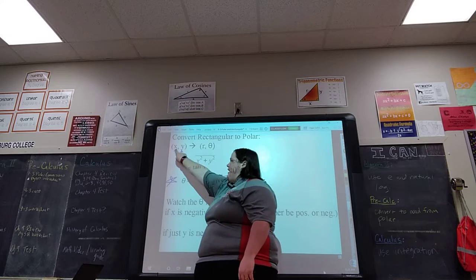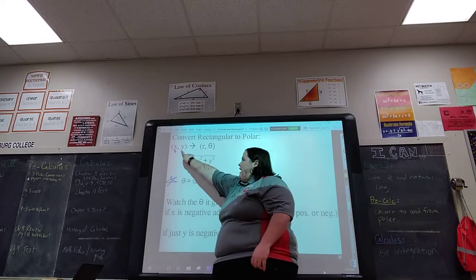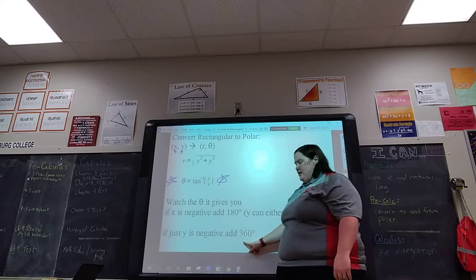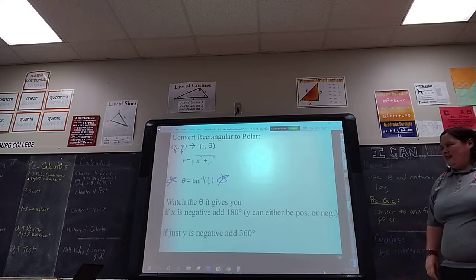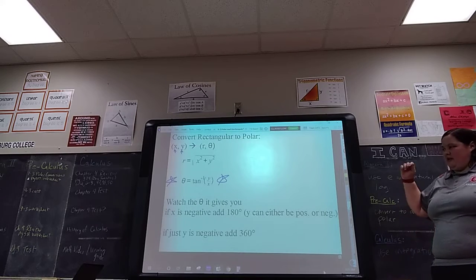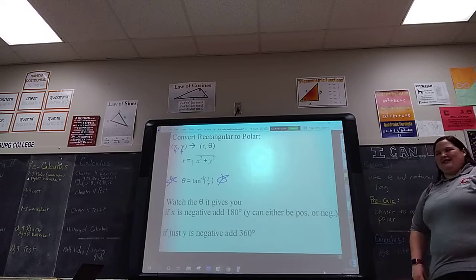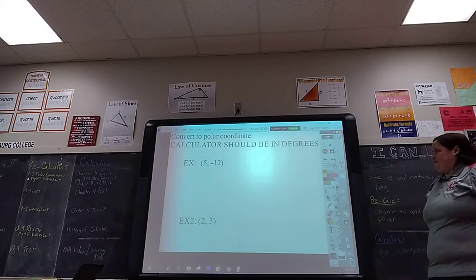Okay? And that's just if one of these two original numbers is negative. So if x is negative at all, it's off by half rotation, so add 180. If just y is negative, it's off by a whole rotation, so add 360. If they're both positive, then don't have to worry about anything. So it's just if one of those is negative. Because if you put negative into tangent inverse, it doesn't always give you the right angle.